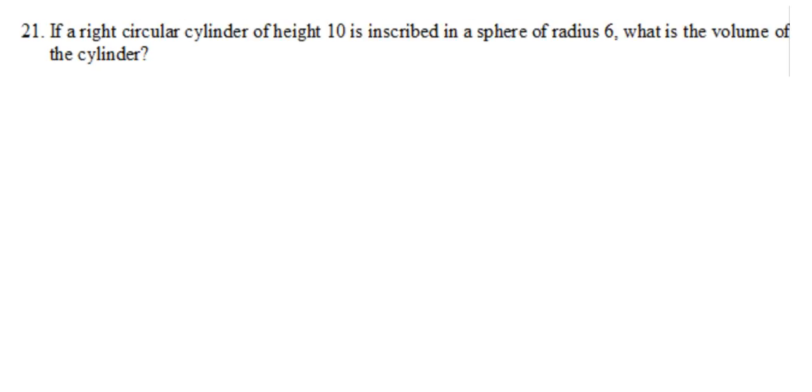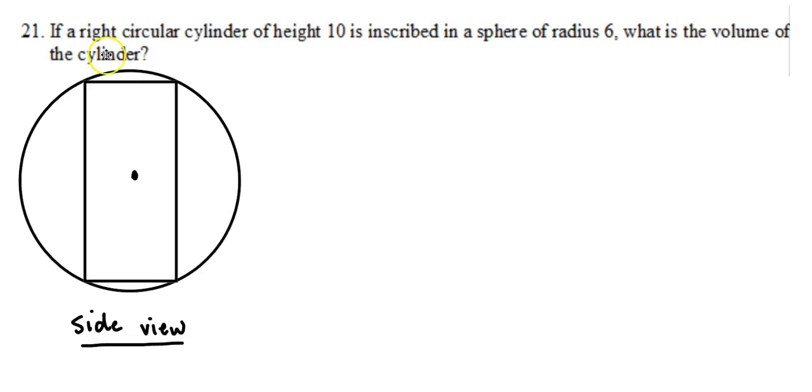Inscribed essentially means you've got a situation like this. So you've got one shape inside another where the vertices are on the outer shape. So the vertices of the inner shape are on the outer shape, or points on the outer shape. So this is the way you have to visualize this. You have a side view of the cylinder.